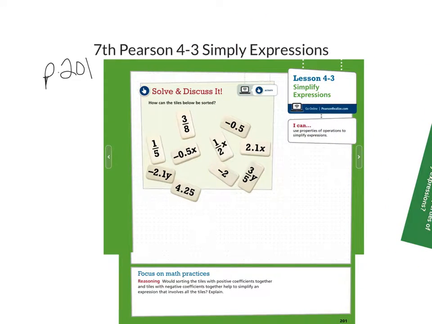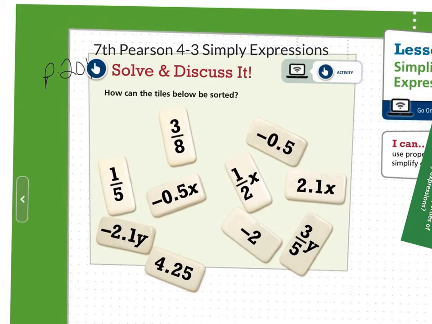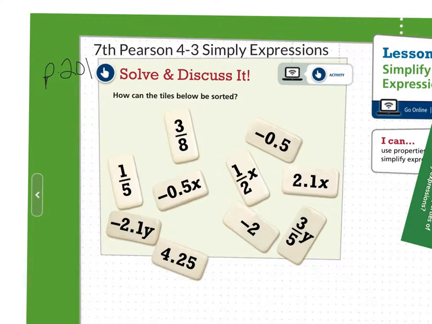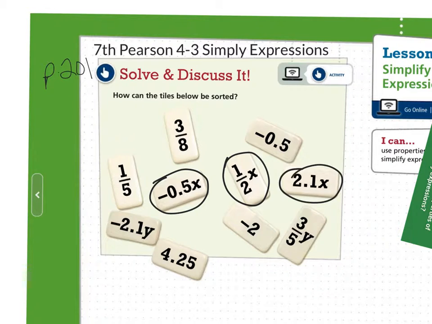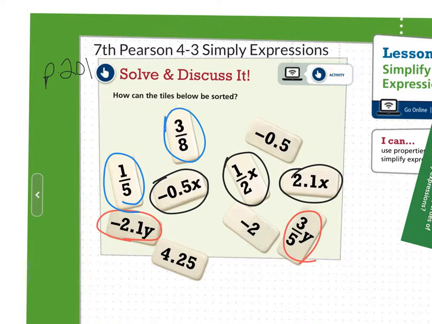Just to mention here on the first page, 201, how can the tiles below be sorted? They could be sorted based off of being like terms, would probably be a way of doing that. So if you'll notice, we have 3 dominoes or tiles here that have X's on them. We've got a couple of them that have Y's on them. And then the rest of them are actually all constants. Even though some of them are fractions and some are decimals, they don't have variables. So that could be another set of tiles that we could sort out.